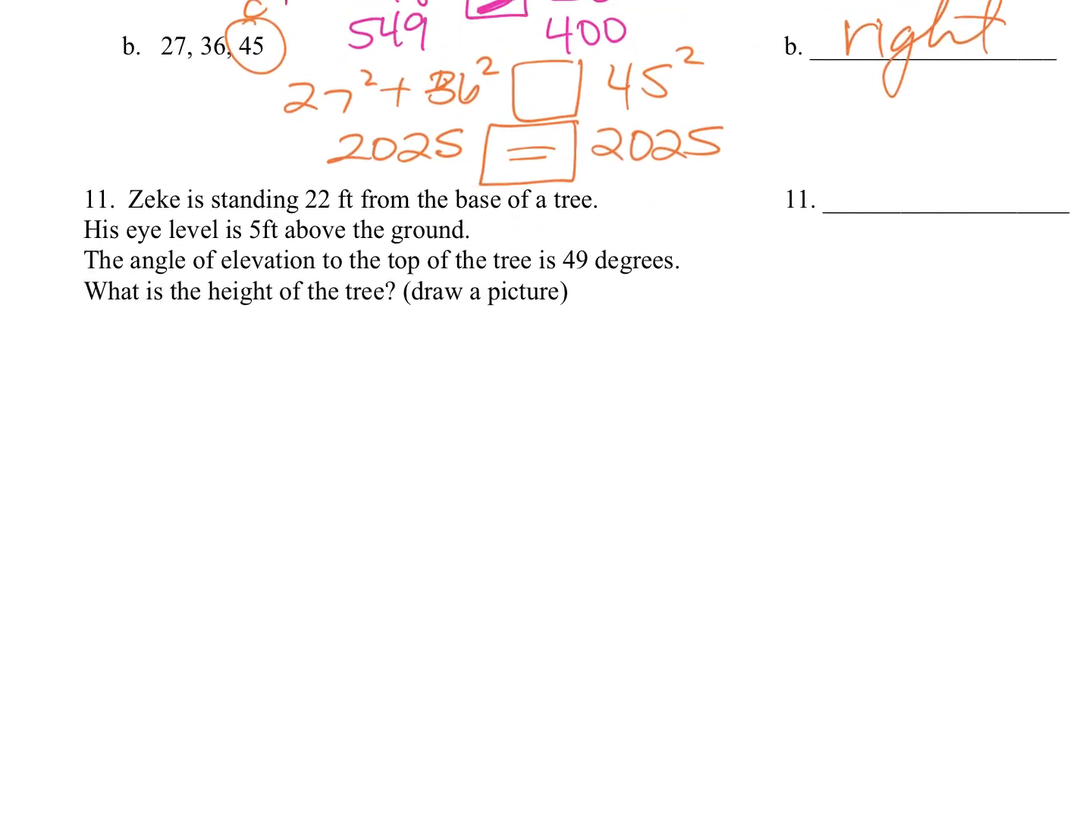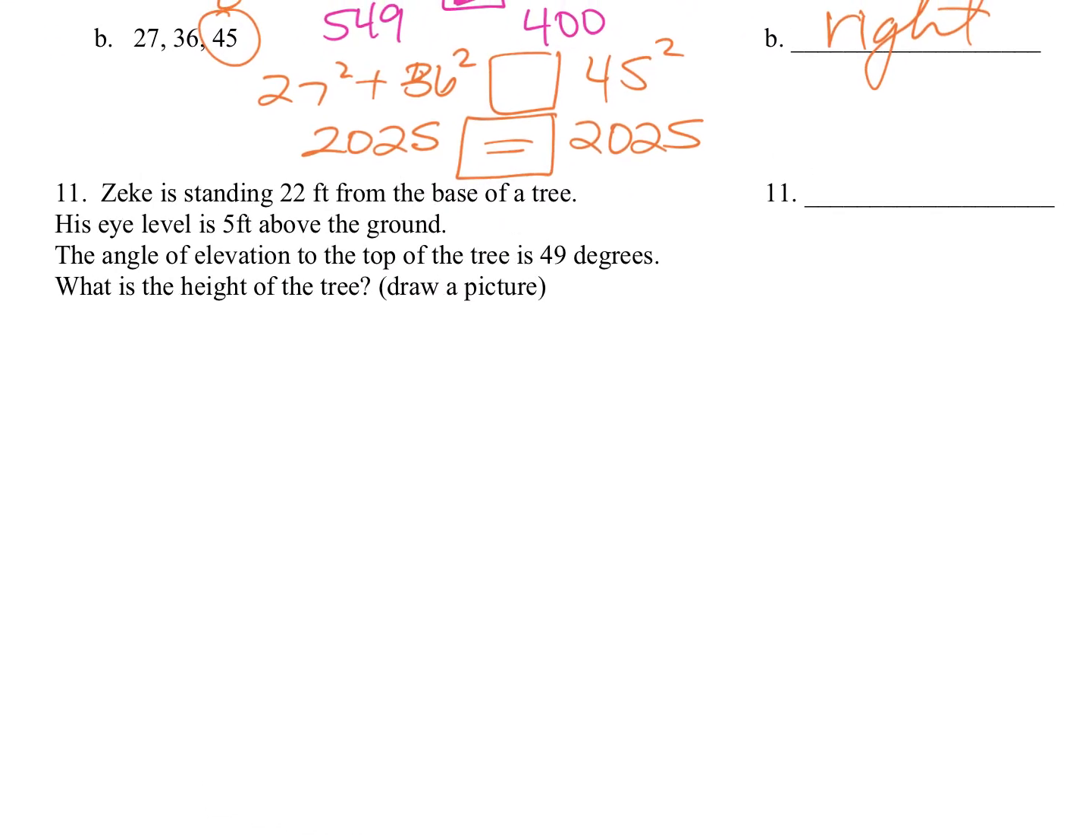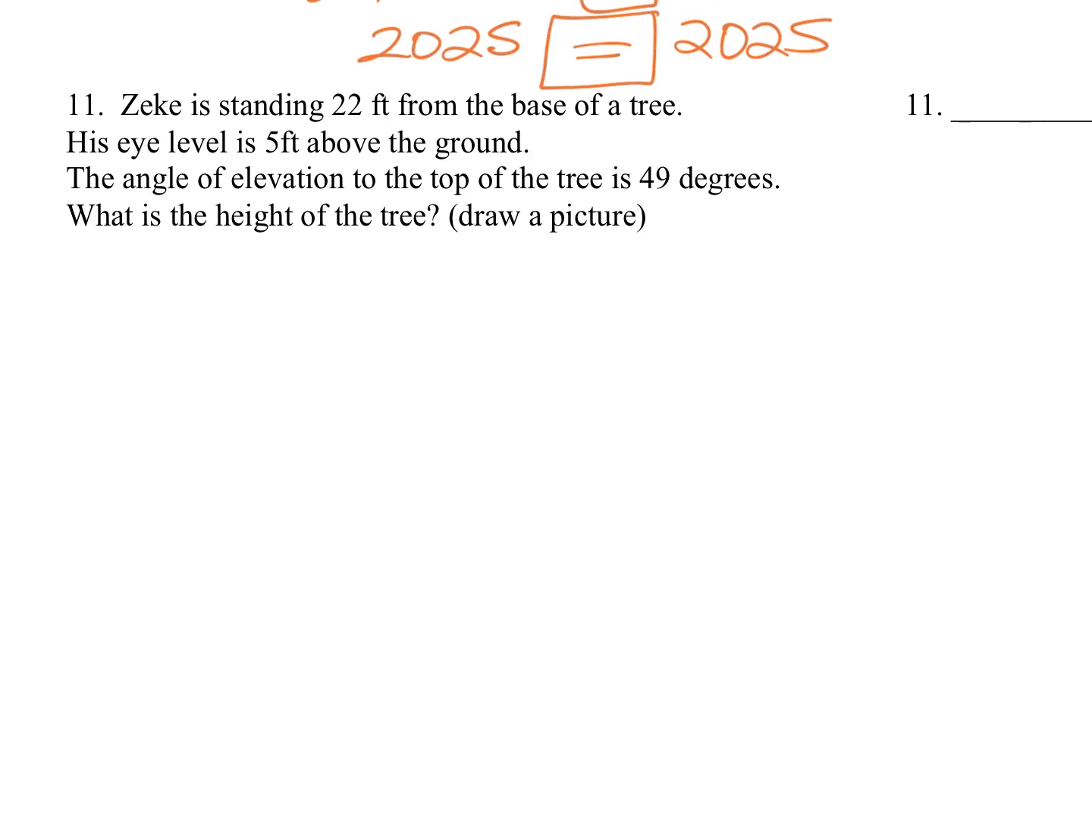Try number 11. See if you can set that up. It says Zeke is standing 22 feet from the base of a tree. His eye level is 5 feet above the ground. The angle of elevation to the top of the tree is 49 degrees. What is the height of the tree? Okay, see if you can set that up for me. Draw yourself a picture, and then we'll solve it.